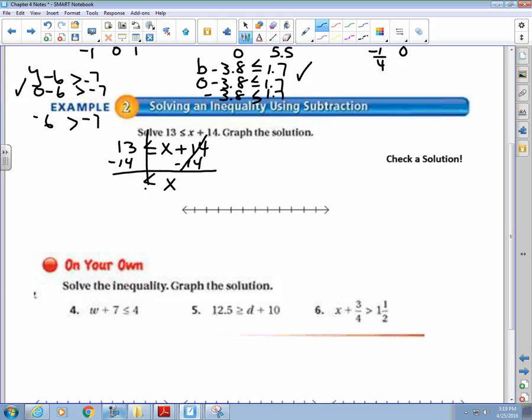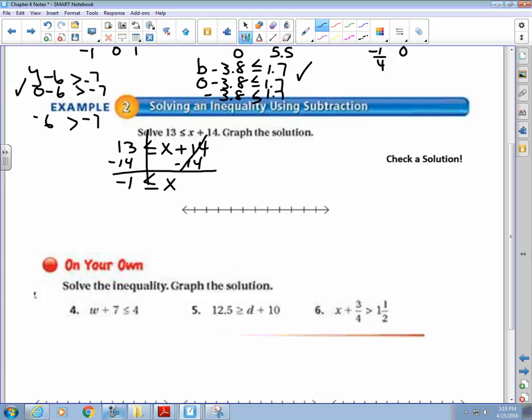I still have an inequality symbol to bring down. And on the other side, I have 13 minus 14. 13 minus 14 in my calculator is negative 1. So I have negative 1 is less than or equal to x. But again, to graph it, I would read it the other way. I would start with the x. X is greater than or equal to negative 1.